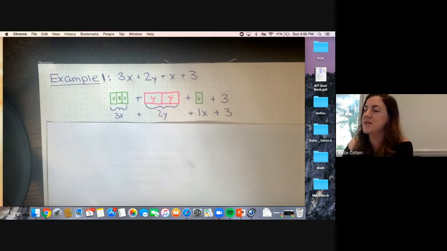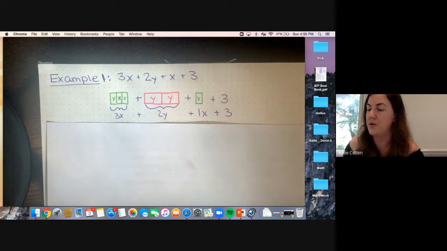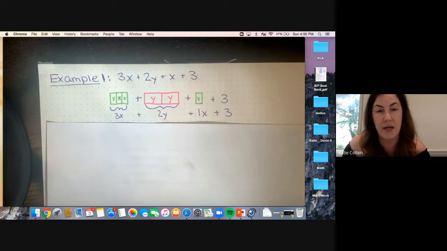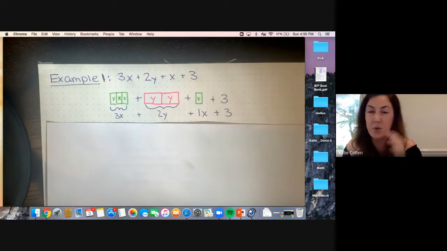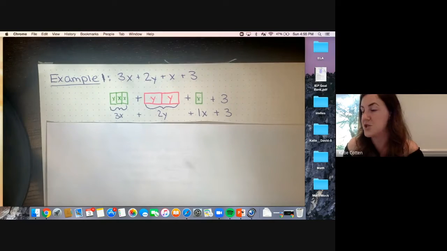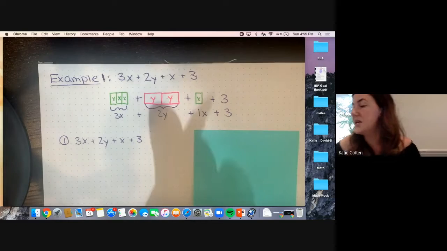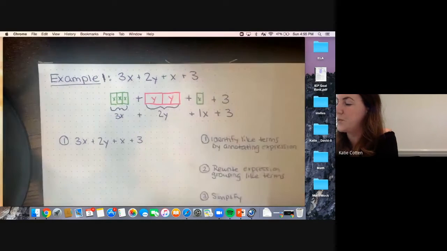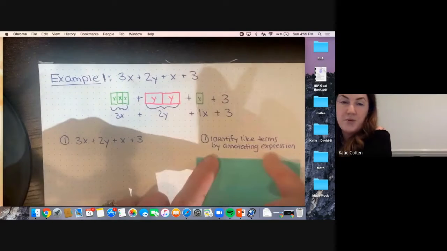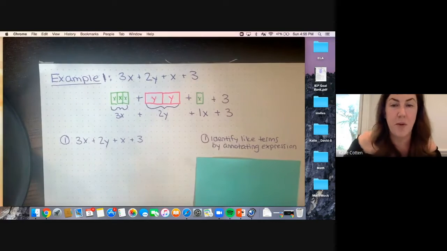So there's a couple steps that we want to follow when we're creating equivalent expressions by combining like terms. The first thing that we're going to do when we attack an expression like this is we are going to annotate the expression. So what does that look like? I like to do it using different shapes to sort of bubble in the letters.